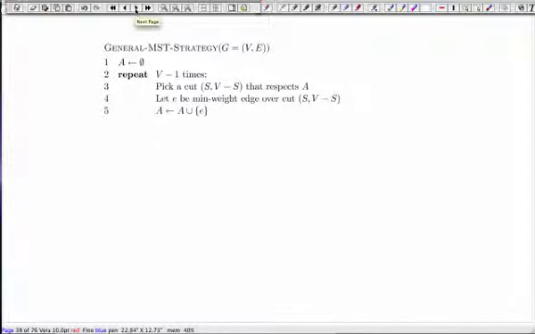And so, consider this general minimum spanning tree algorithm, right? Kruskal was a specific implementation of this idea. Start with the empty set, pick some cut that respects A, find the smallest edge that crosses the cut, and then add this, right? Kruskal is one.